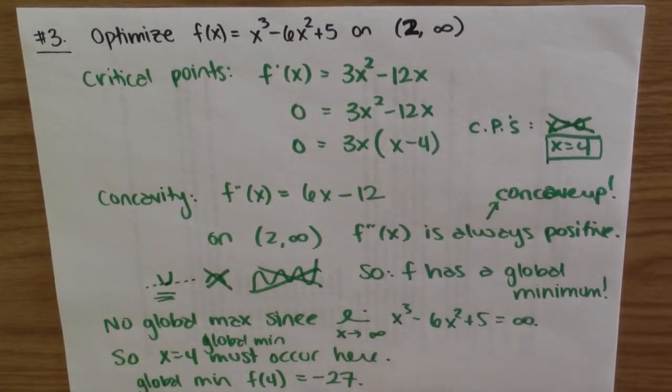And since I get that there's no global maximum, because I have this limit going to infinity, I know that x equals 4 must be the global minimum. So concavity was a big help in solving this problem. The fourth method is really similar to the third method, except this time we're only going to use the first derivative to analyze the function.